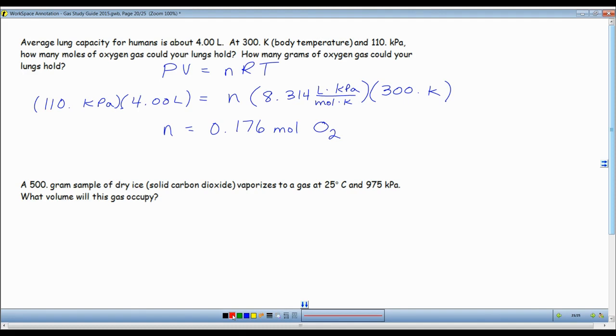This is oxygen gas, which is diatomic, O2. Isn't that nice? So easy. I'm almost kind of sad. The gas laws are about done. This is the last one. This is plenty of gas laws.